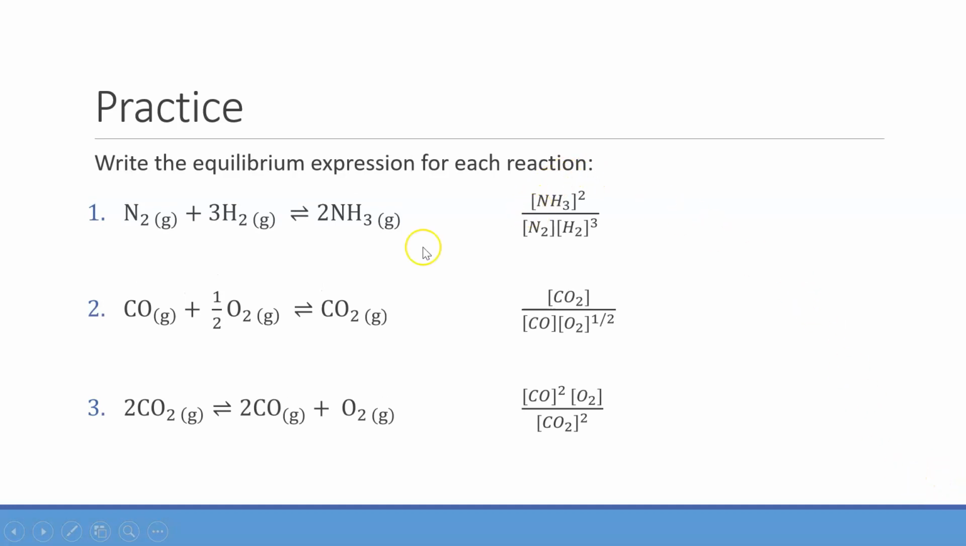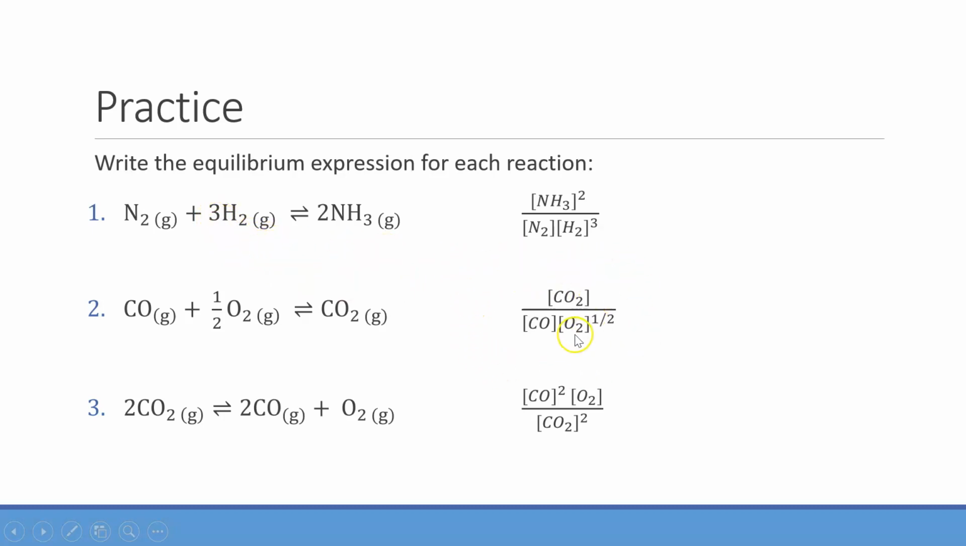So here we have our ammonia. It is our product, and it is on top of our ratio, and it's raised to the 2 because of this stoichiometric coefficient here. Nitrogen gas is not raised to anything because the coefficient would be 1, so you could imagine there's a 1 here. And then our hydrogen is cubed. It's raised to the 3rd power because of this stoichiometric coefficient here.